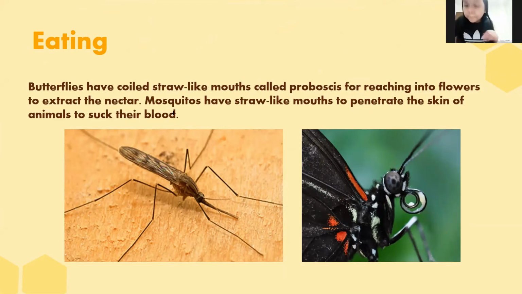Yes. And here is also a picture of a mosquito. Mosquitoes have straw-like mouths to penetrate the skin of animals to suck their blood. So mosquitoes do not suck only humans. They also suck animals. Here is their tube-like mouth or straw-like mouth.